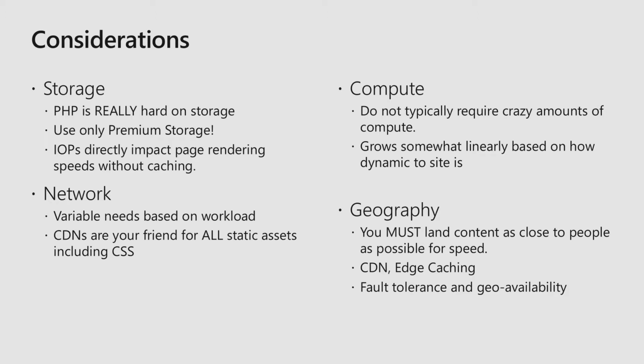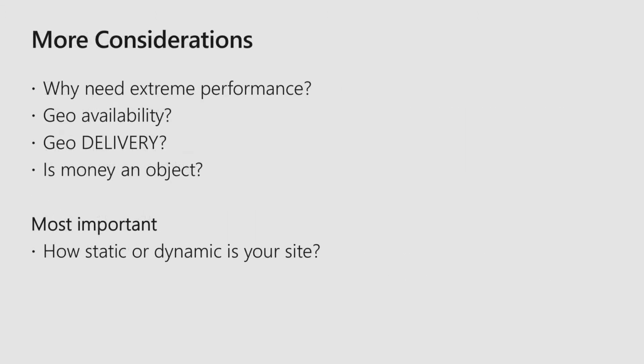And geography. Everyone forgets about this. You think, oh, it's up in the cloud, it's served from everywhere. No. You need to make sure that if you are landing your traffic in multiple geopolitical areas, that you have both CDN edge nodes in those geographies, but also consider scaling your app services out and backing it by something like Traffic Manager. That also gives you some fault tolerance and some geo availability in case something goes down.